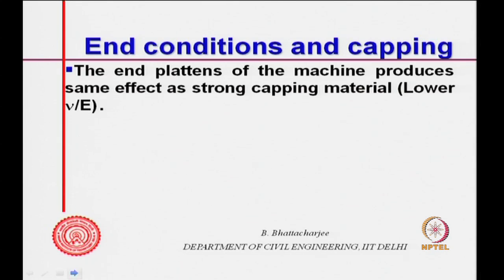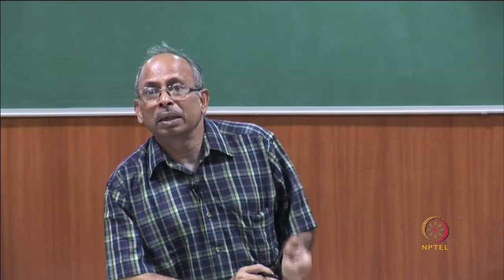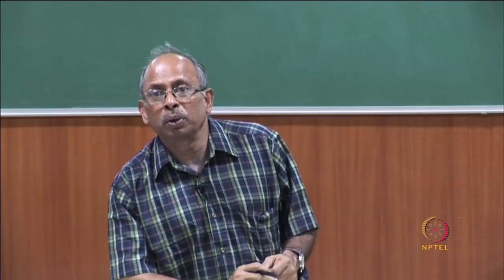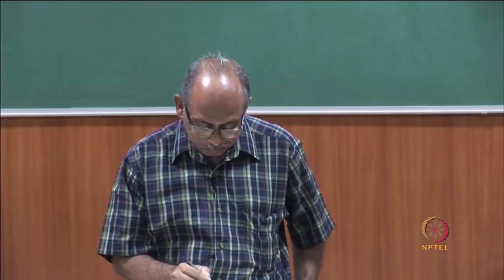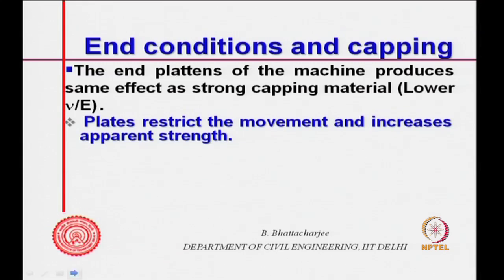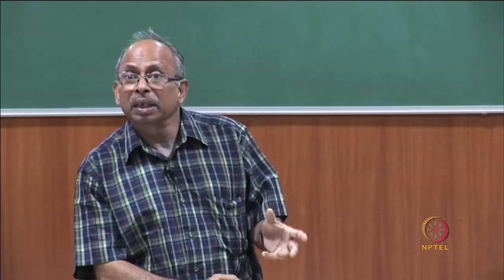So, the capping, end platens, machine platens: because steel is a strong material and its Poisson's ratio divided by modulus of elasticity is relatively low, if there is no capping material, the plate restricts the movement and increases apparent strength. The degree of restraint depends on friction between the plates and the concrete surface. So, that is why everything has to be standardized.